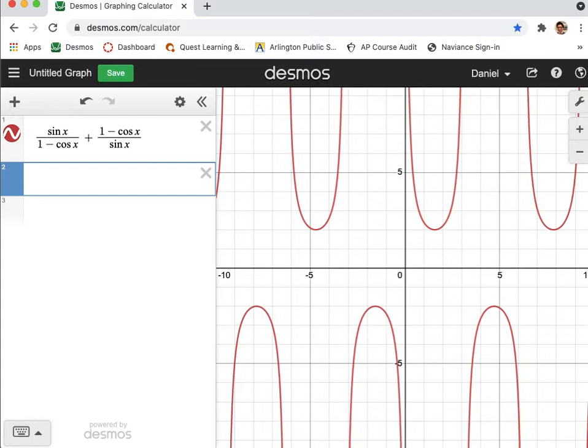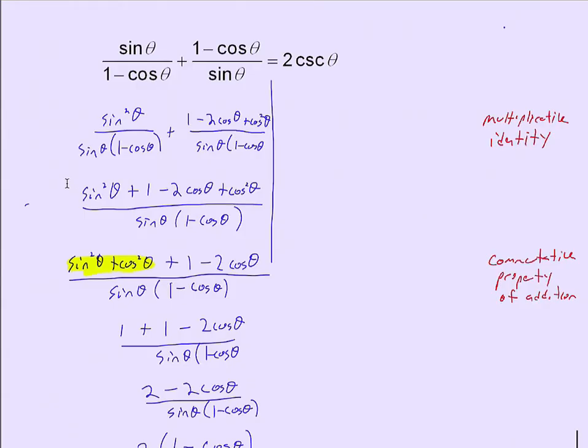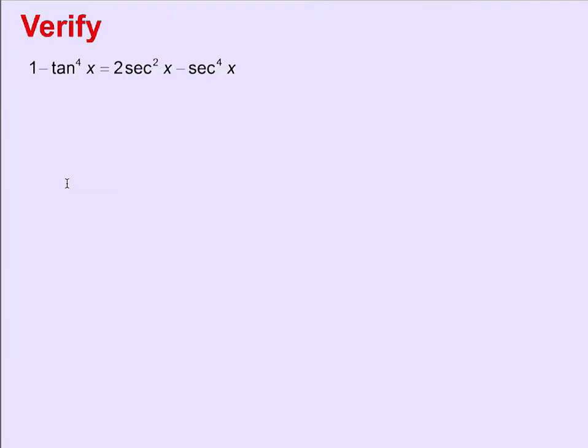That is exactly equal to 2 times cosecant of x. They're the same thing. So when we've verified an identity, we've proven that these are just two ways of saying the exact same kind of weird thing. We'll look at one more because it's a little bit different.